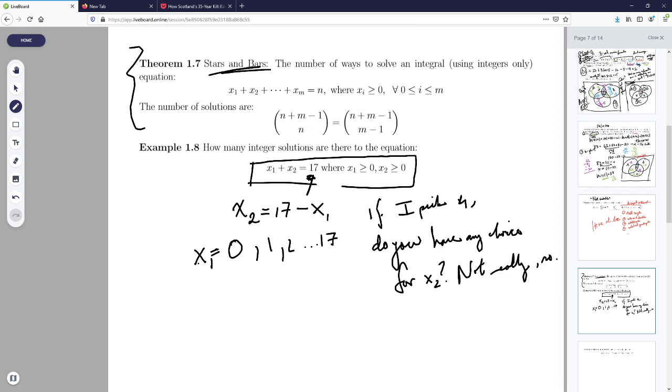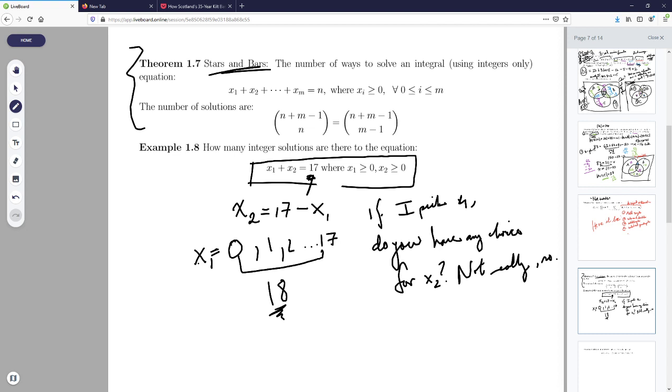So we have to ask ourselves, how many solutions is this from 0 to 17? Well, we see that there are 18 possible solutions. So what do we make of that?